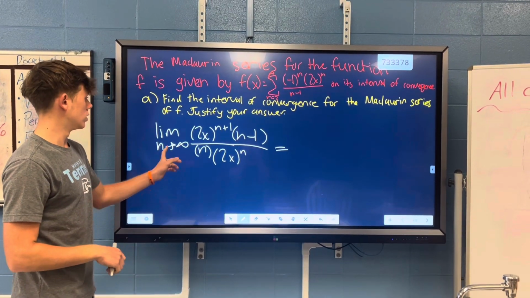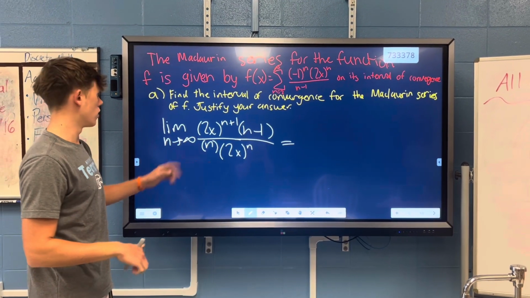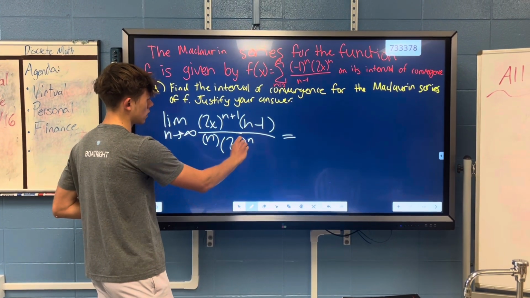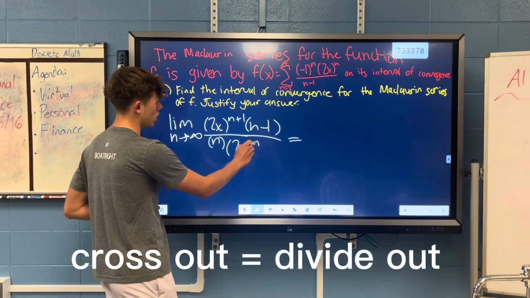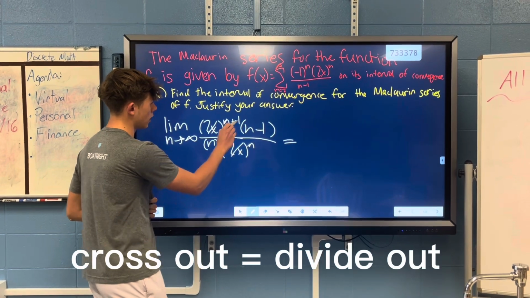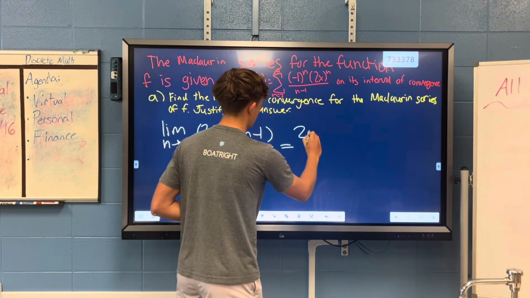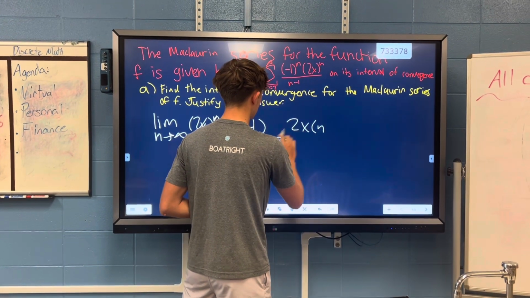And then to simplify this so you can solve the limit, you can get rid of this 2x to the n because you have 2x to the n on the top and 2x to the n on the bottom. So you can cross out 2x to the n. But you're still going to have a 2x because 2x to the first is 2x. So you're still going to have a 2x on the top. And you're going to have, forgot the limit notation.